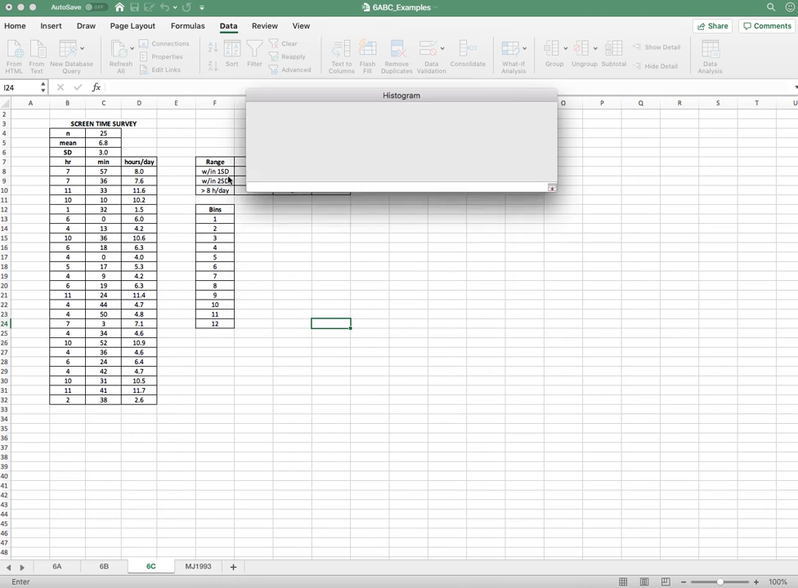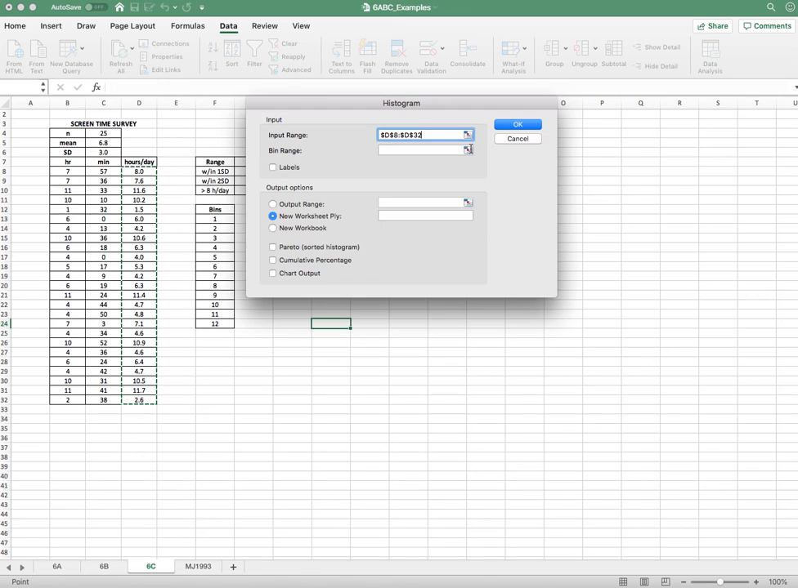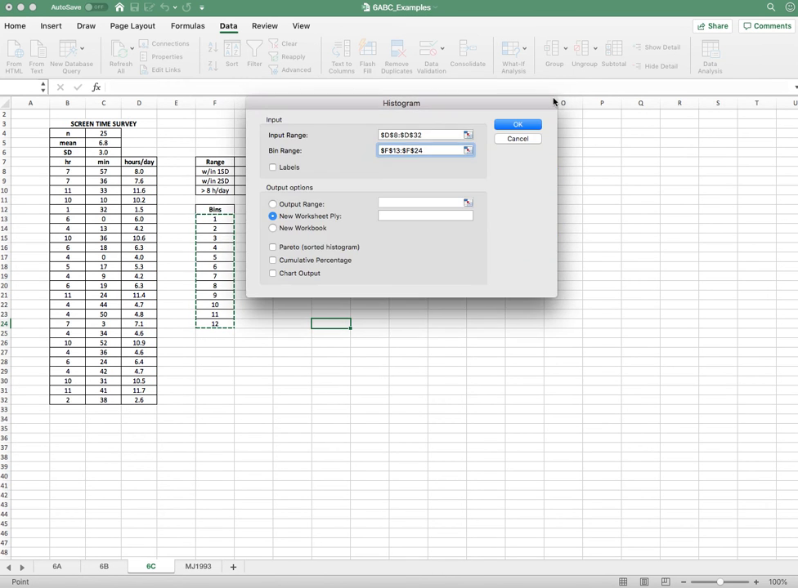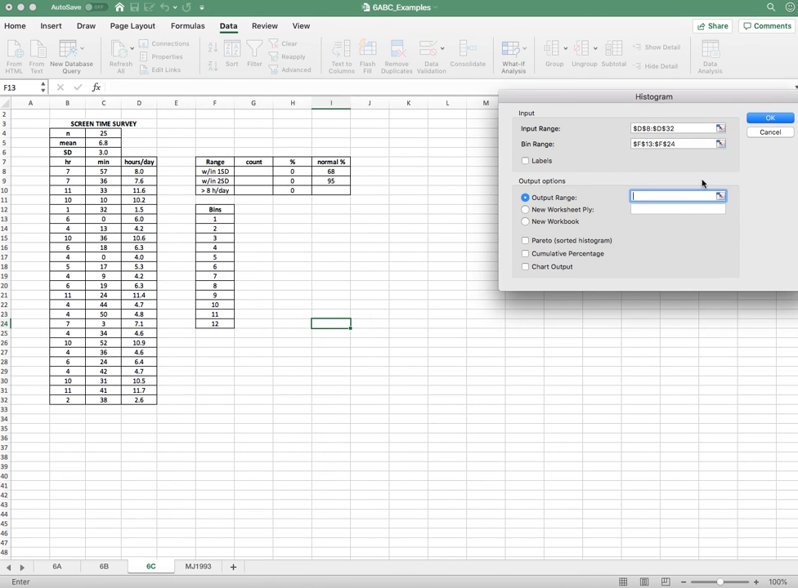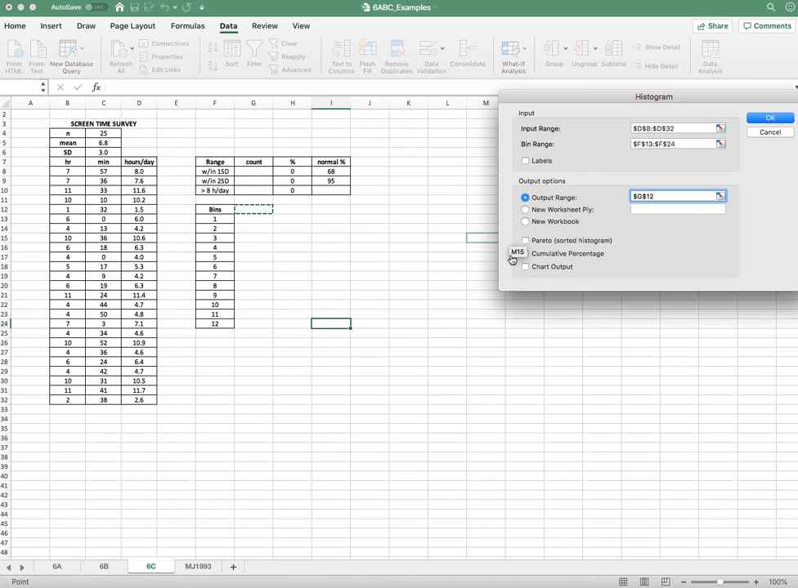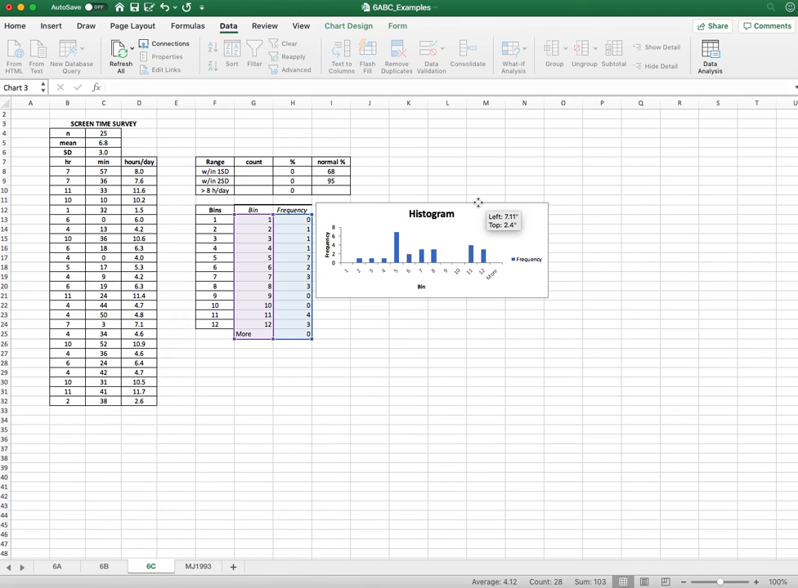All right, so my input range is the hours per day, and the bin range are those bins. And I'm going to make the output, let's say right here. And let's make it plot something too, chart output. Okay. So let's see what it looks like. All right, not very normal looking.